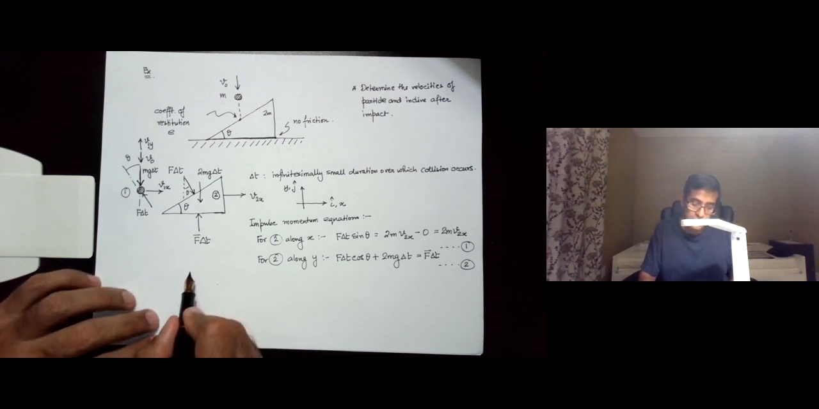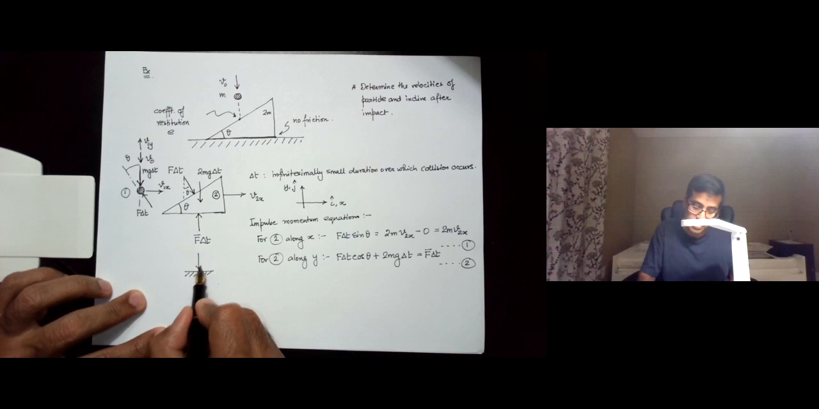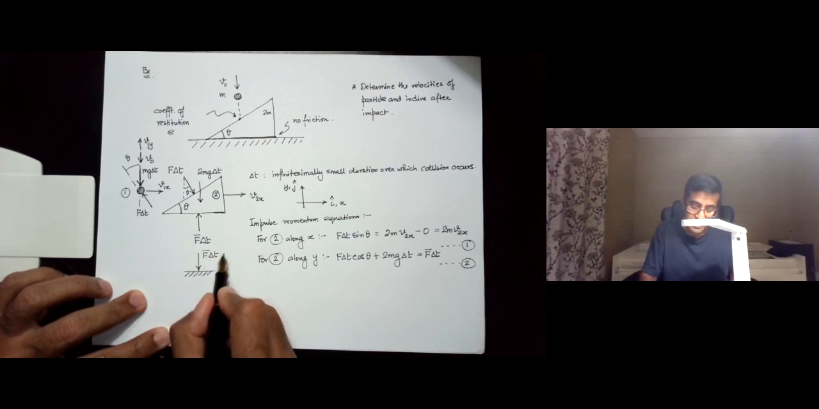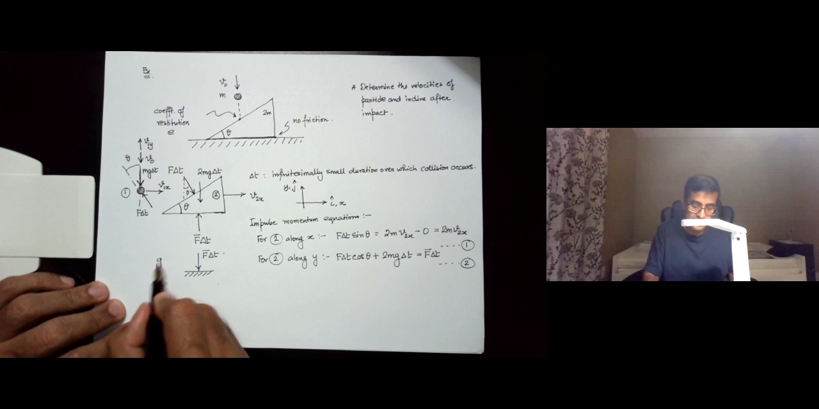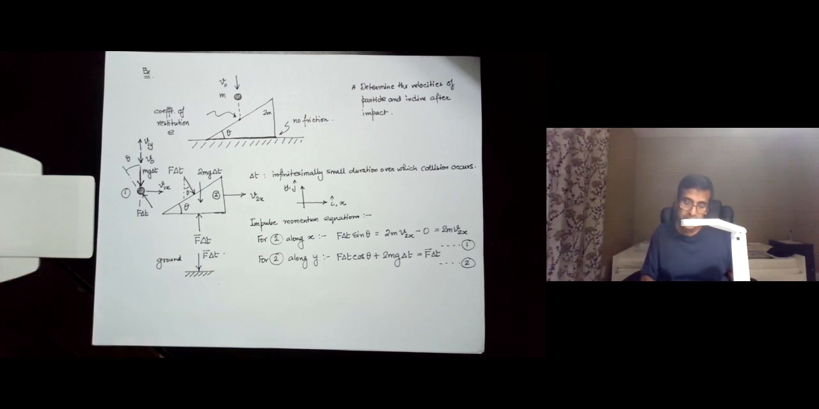Now you could similarly write an impulse momentum equation. You could similarly show an impulse for the ground and say that the ground experiences an impulse F bar delta t. Now if you were to write an impulse momentum equation for the ground, we have a problem, because the ground is not moving because it has got an infinite amount of inertia. So that's the assumption. We are assuming that the ground has infinite inertia.